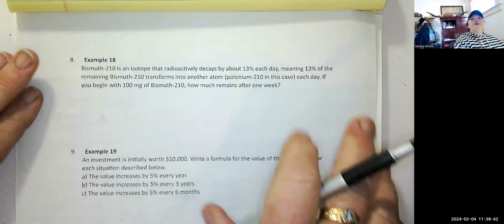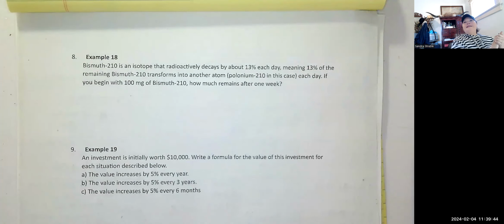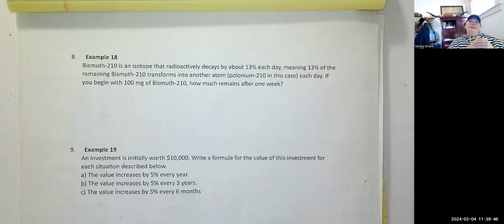All right, example 18. Bismuth-210 is an isotope that radioactively decays by about 13% each day, meaning that 13% of the remaining bismuth-210 transforms into another atom, polonium-210 in this case, each day. I need you to understand all this chemistry stuff. I need you to understand the percentages and how to write the formula. So if you begin with an initial value of 100 milligrams of bismuth-210, how much remains after 1 week?